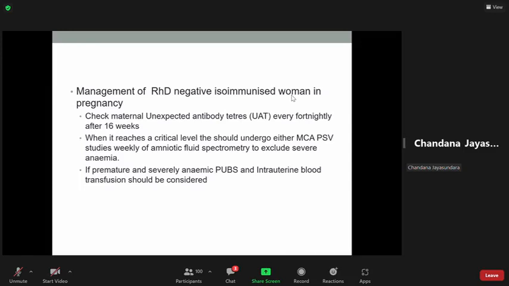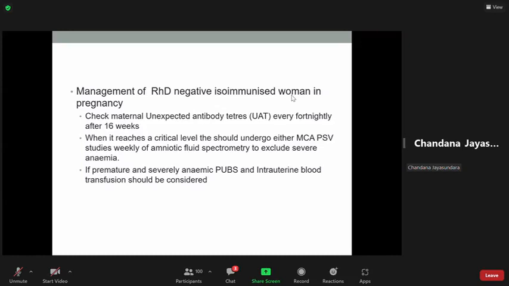And the critical titer is given as I told you, 1 in 16, 1 in 24, 1 in 32, 1 in 64, and like that. When it comes to a critical titer, we do our tests to check for fetal anemia. We have 2 tests, as I told you. Either we can do a middle cerebral artery peak systolic velocity, or we can do amniotic fluid spectrometry.